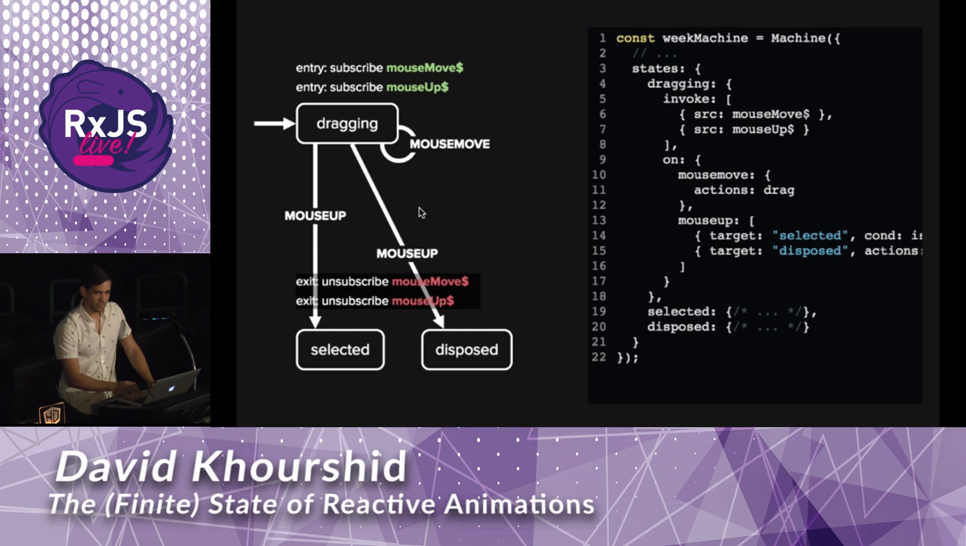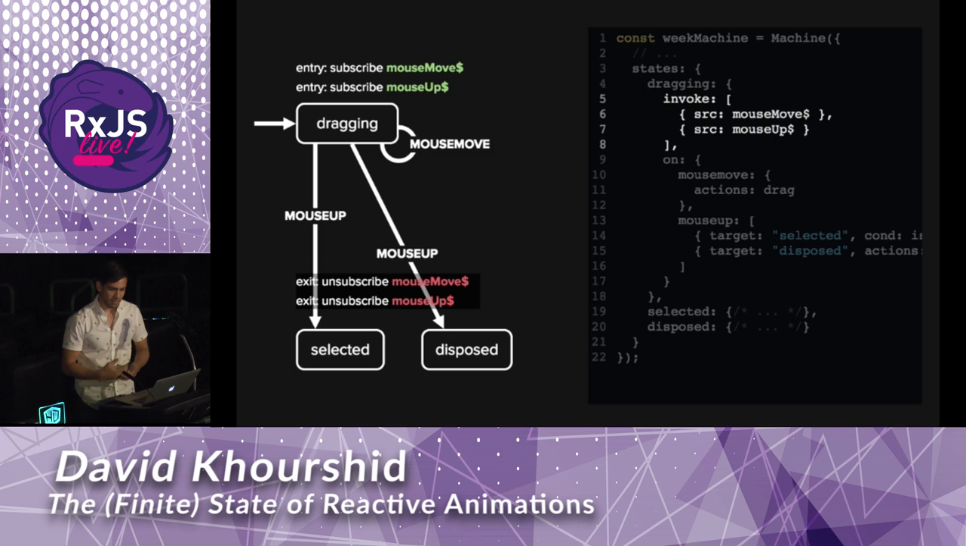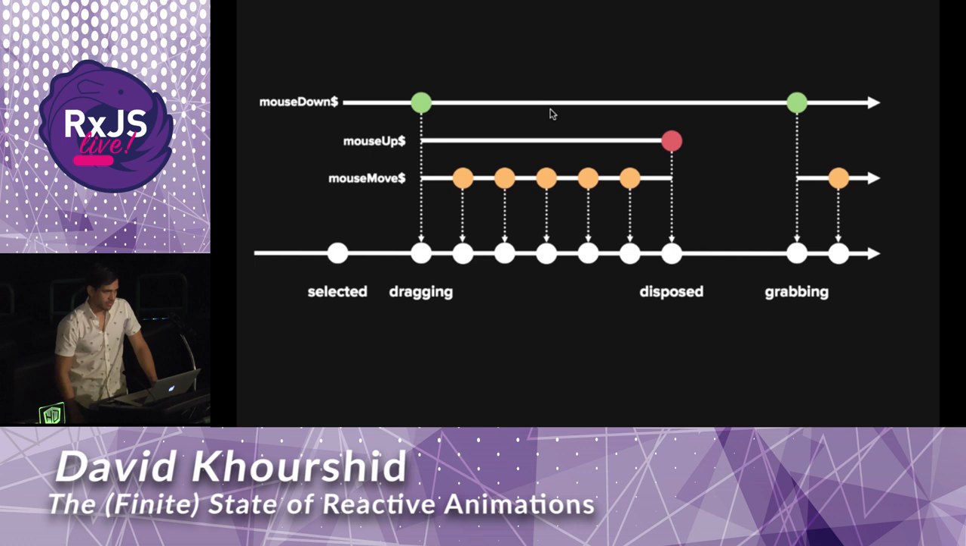For example, when we're in the dragging state, we have to listen to mouse up events. But when we're no longer in the dragging state, we no longer have to listen to those. And so in that state, there's this idea of invoke. And invoke means take whatever service that we invoke, such as observables or promises or anything like that. And once we're not in that state, we automatically unsubscribe from those. And so this is visualized over here.